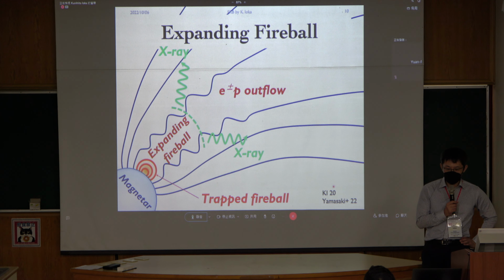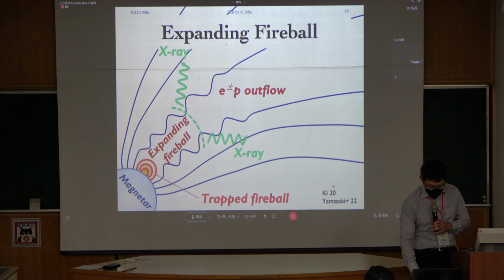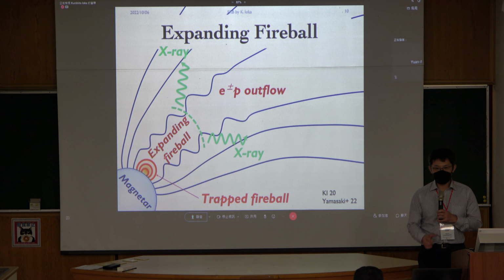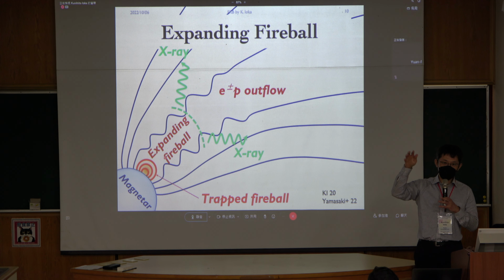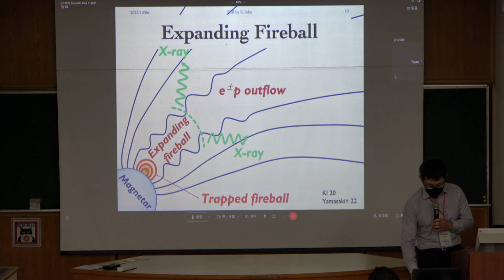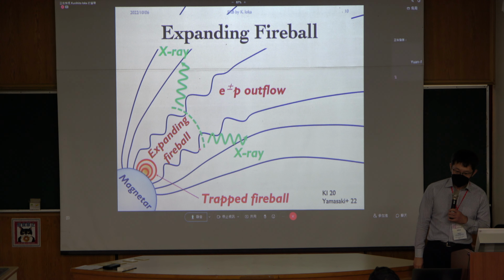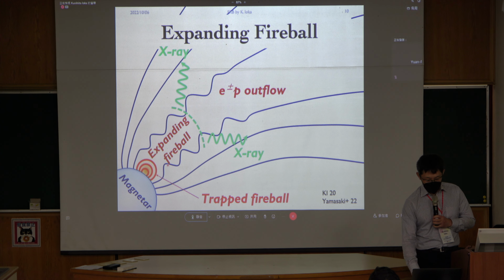So in order to explain this observation in the context of the trapped fireball, we should also consider some expanding fireball. And if the fireball expands, density decreases and optical depth decreases, then finally X-rays can escape from the fireball. So this is how to escape this problem. In order to explain the X-rays, we should consider some expanding fireball that transfers the energy from the surface up to the photosphere, where the optical depth is unity.